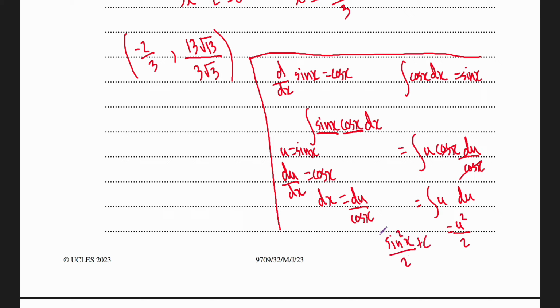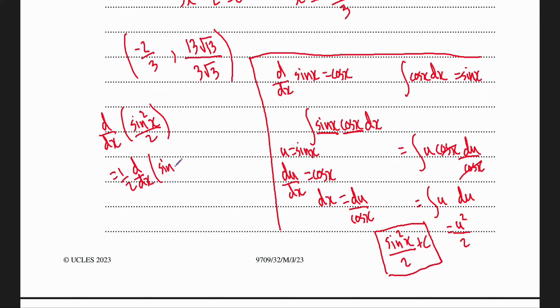That means when you differentiate sine squared of x divided by 2 plus c with respect to x, you'll end up getting sine of x cos of x. And you can try it. We find the derivative of, we're not going to do plus c because we already know that's a 0. So the derivative of sine squared of x divided by 2, well, that's just a half times the derivative of sine of x and sine of x again.